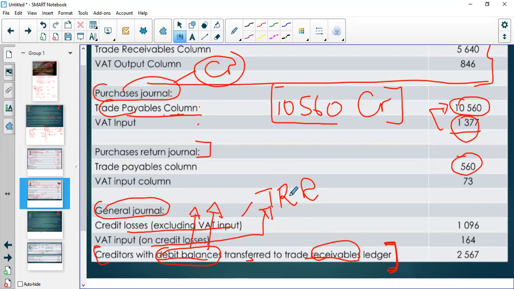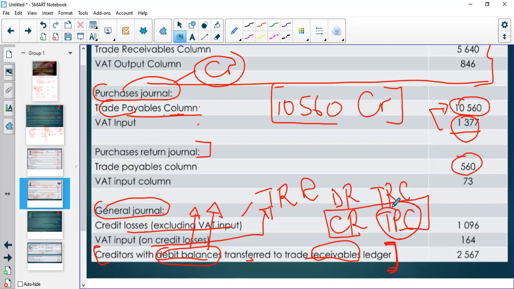So transferring to the trade receivables means we're going to credit the trade payables control and debit the trade receivables control. So this is going to be an entry in the credit side of the trade payables control. So this amount, I'm going to put it there, and my description is trade receivables control.